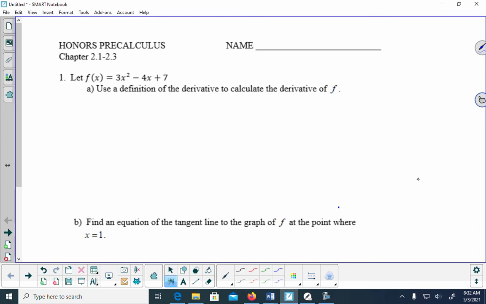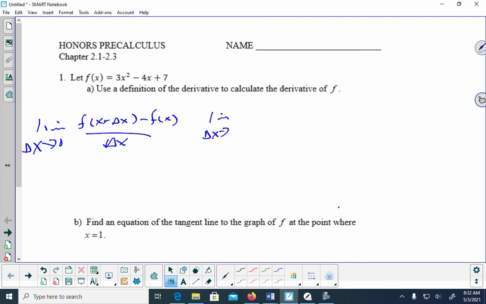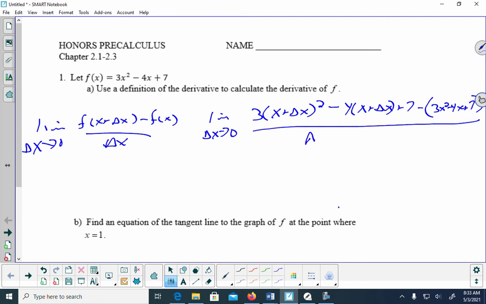So this is when we're going back to the limits as x or delta x approaches 0, and that's f of x plus delta x minus f of x all over delta x. So now I'm just going to substitute in the x plus delta x. So I am going to take the limit as delta x approaches 0 of 3 times x plus delta x squared minus 4 times x plus delta x plus 7 minus f of x. So putting this in parentheses, this will be 3x squared minus 4x plus 7. And I'm going to put this all over delta x.